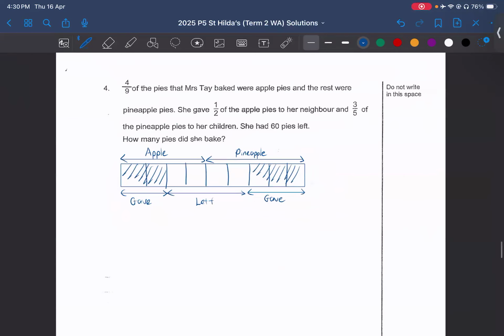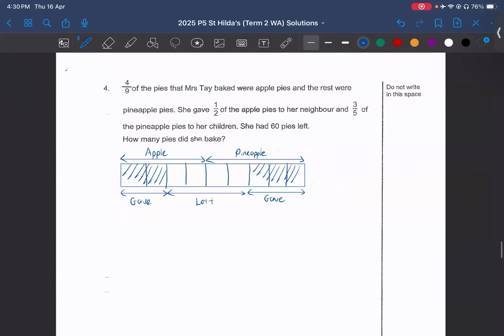So how many pies did she bake? So you know in total we have 9 units or 9 parts. So 9 units equals to 9 times 15, which in this case will give me 135 as my answer for question 4. Okay, let's move on.